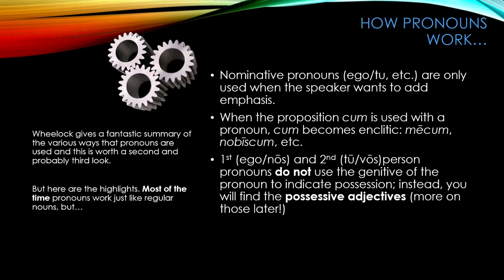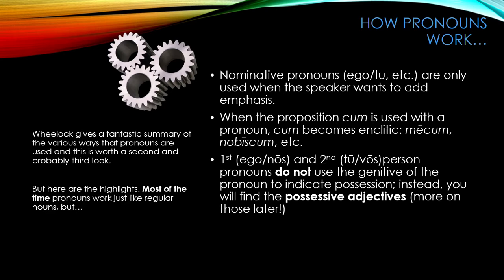One of the most important things to know about these pronouns is the fact that the first and second person pronouns do not use the genitive of the personal pronoun to show possession. Instead, they use the possessive adjectives, meus, tuus, etc. Therefore, my wife in Latin is mea uxor, not uxor mei. Your wife is tua uxor, not uxor tui.